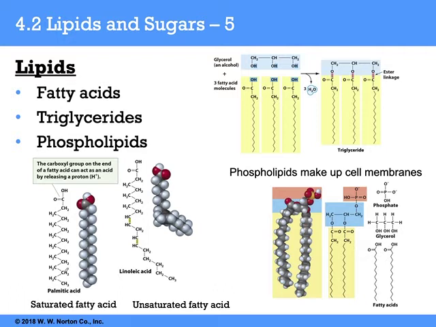Fatty acids condense with glycerol to form triglycerides. We'll see that in a minute, where this end of the molecule has a little bit of polar character to it, and this end is greasy. And the result is that we call this an amphipathic molecule.